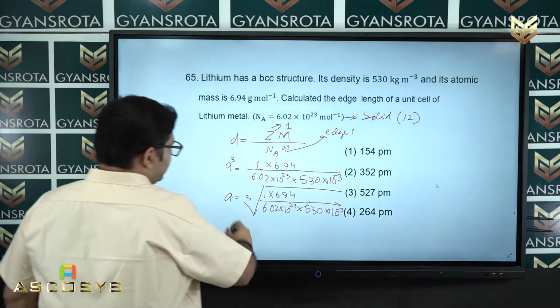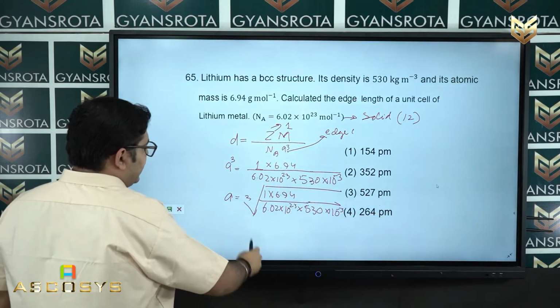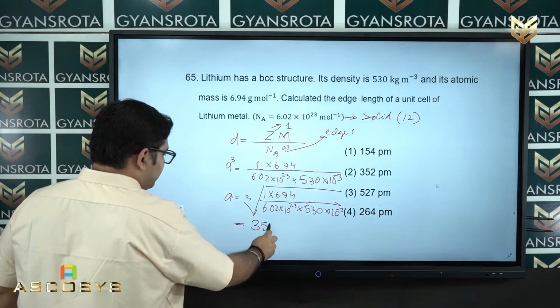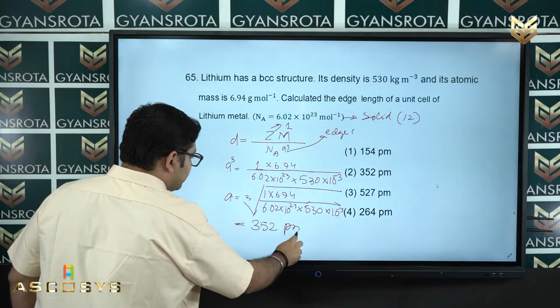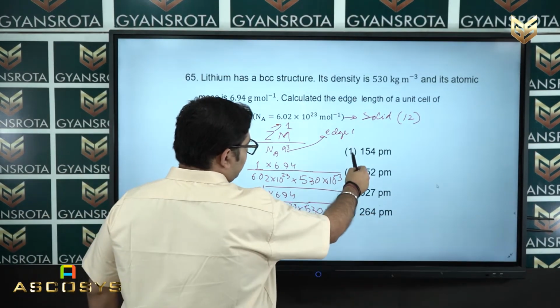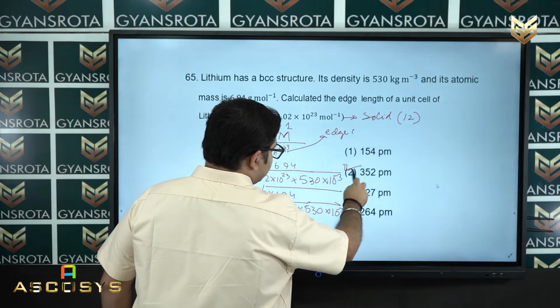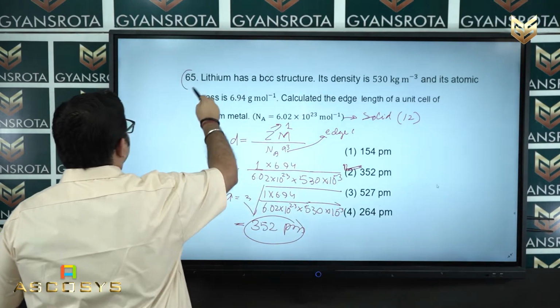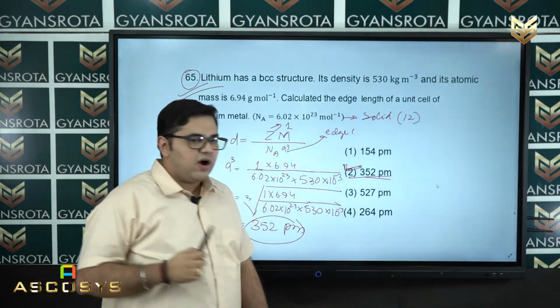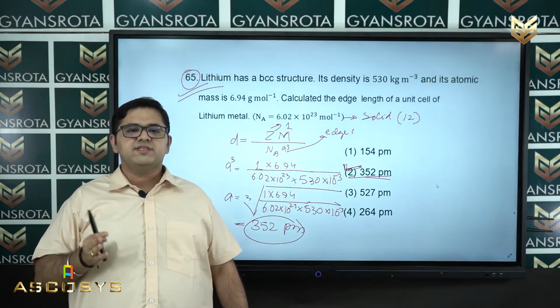Now after solving this whole mathematical expression, you end up with a result of approximately 352 picometer. So just solve this mathematical expression. So option number 2, option C, is the correct answer of question number 65, which is 352 picometer. Now we are moving to the next question, question number 66.